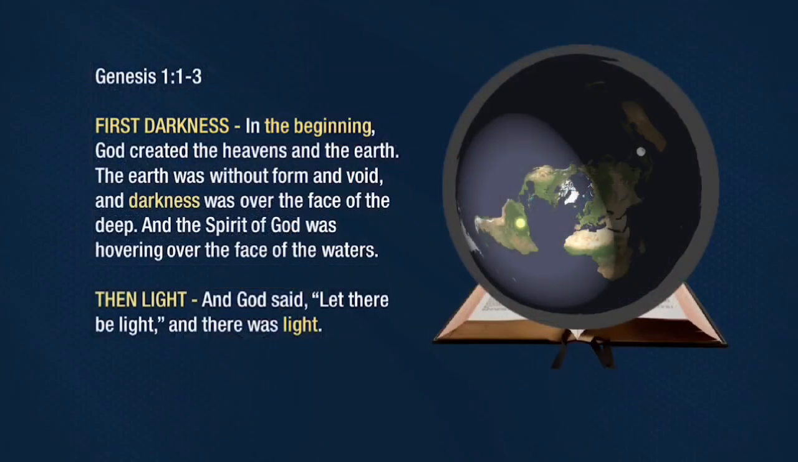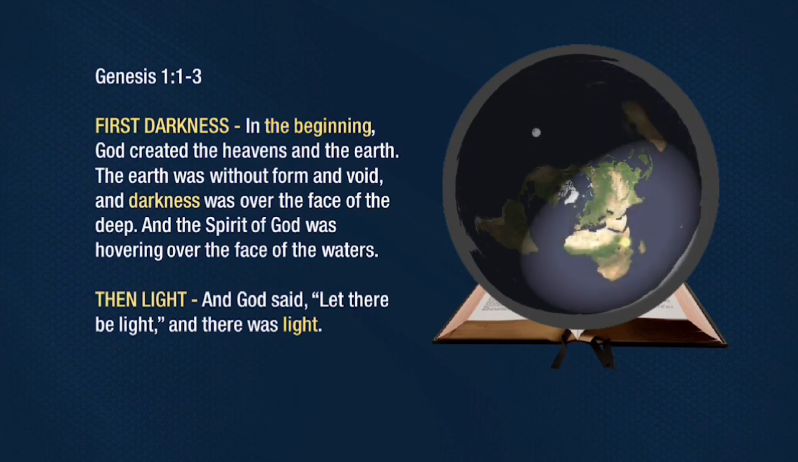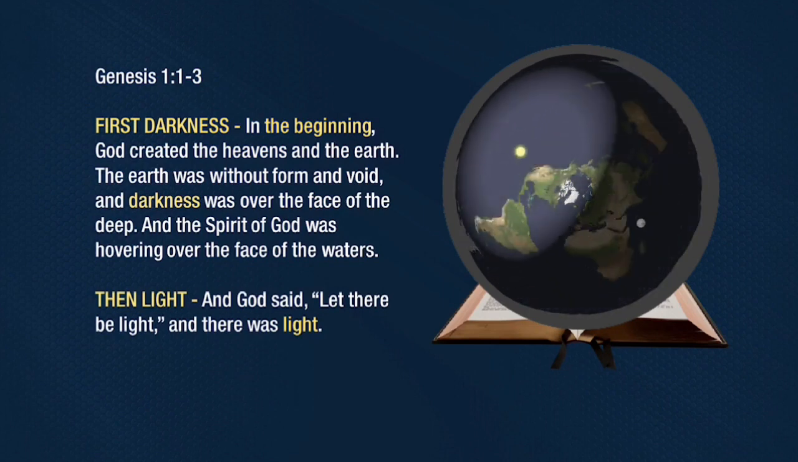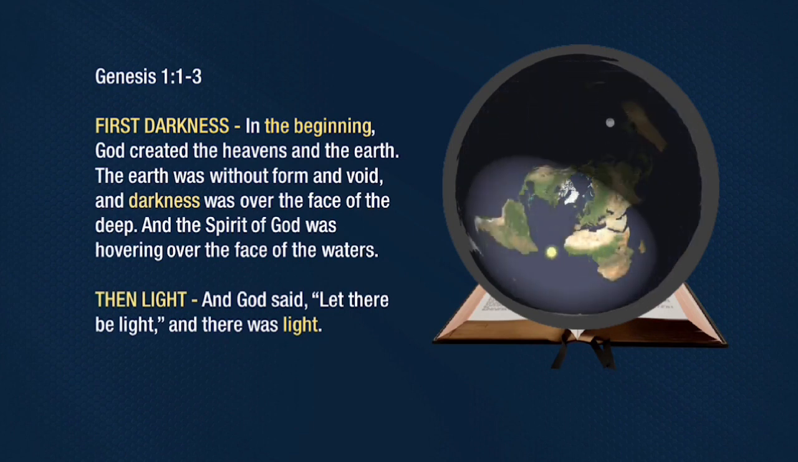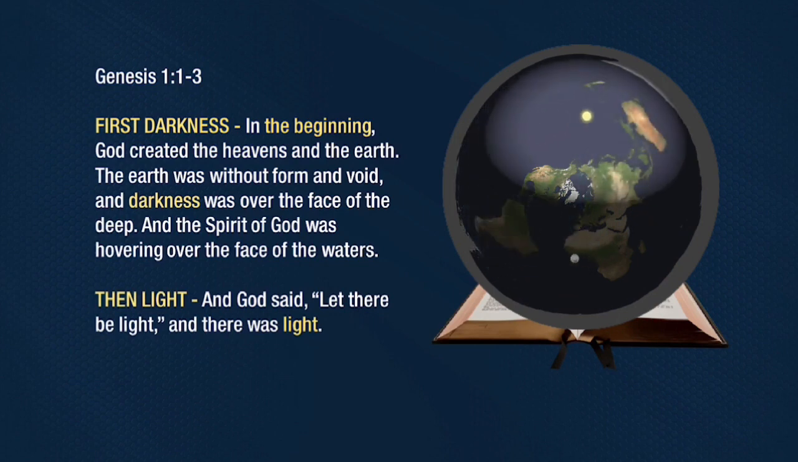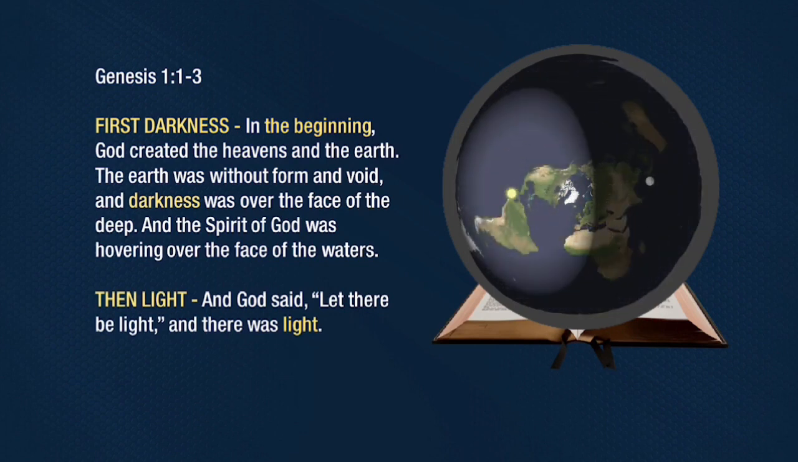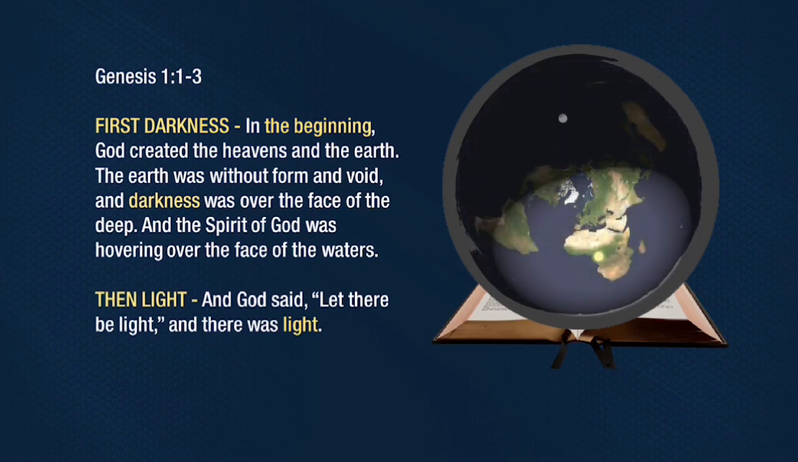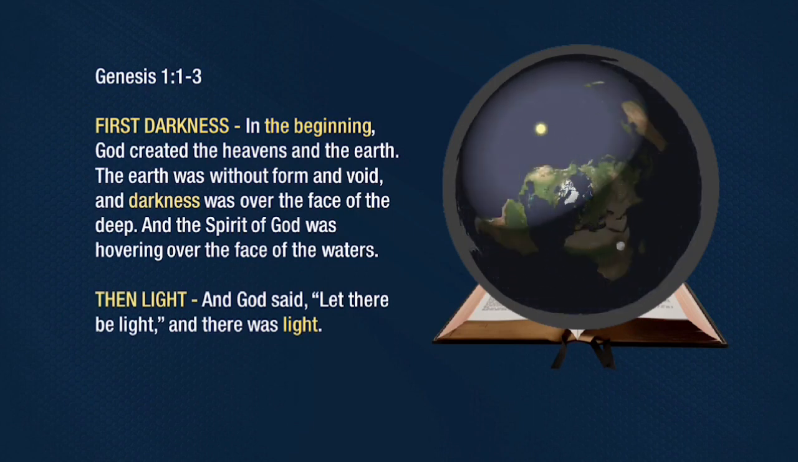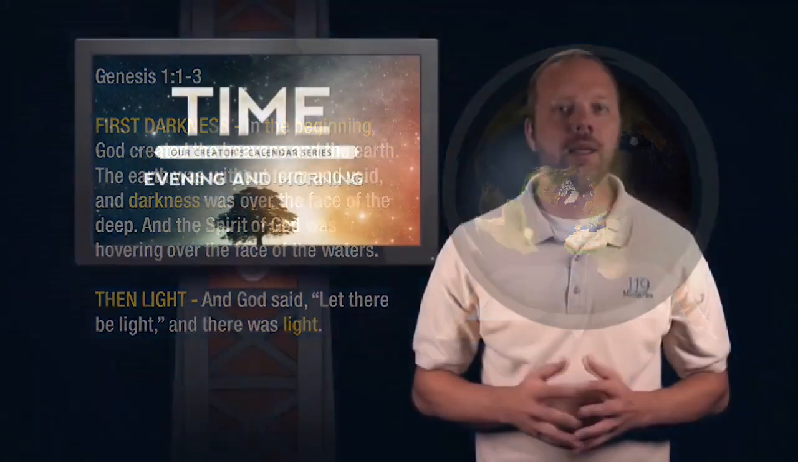Genesis 1, 1 through 3. First, darkness. In the beginning, God created the heavens and the earth. The earth was without form and void, and darkness was over the face of the deep, and the Spirit of God was hovering over the face of the waters. Then light. And God said, Let there be light, and there was light. Again, Yahweh can hide Himself in darkness for his purposes.